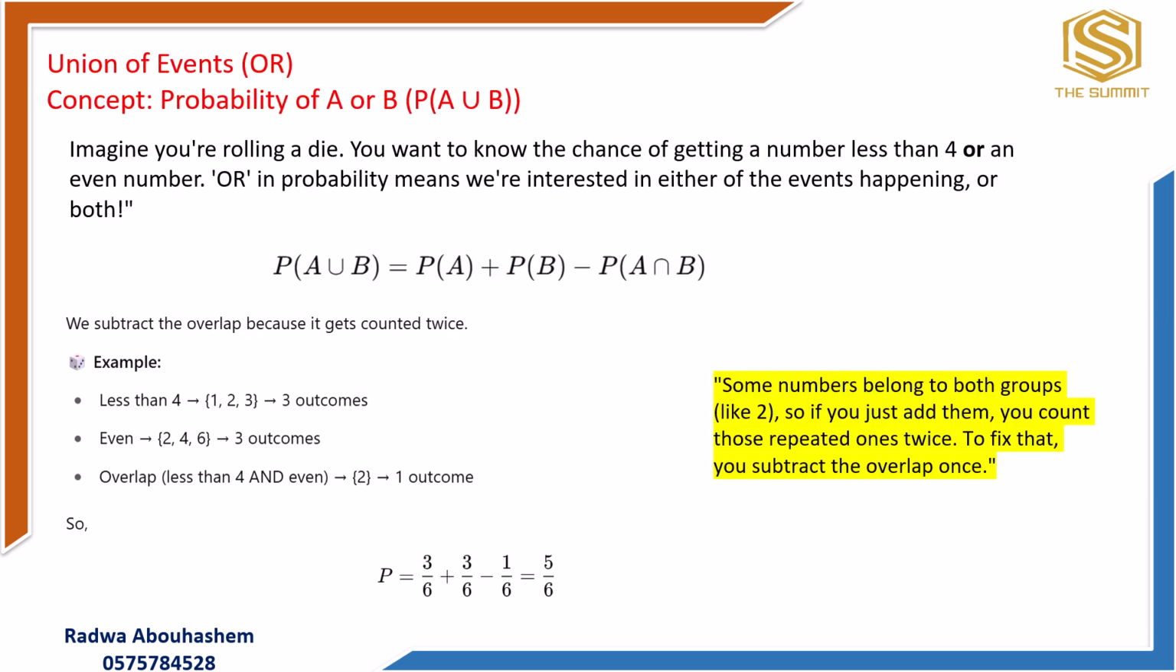The union of events means that you're getting the probability of A or B. So I'm going to give you an example and explain this rule with it. Imagine you are rolling a die and you want to know the chance of getting a number less than 4 and also an even number.